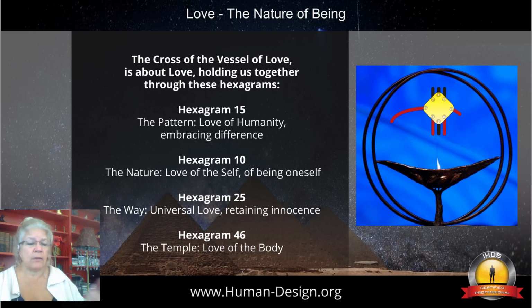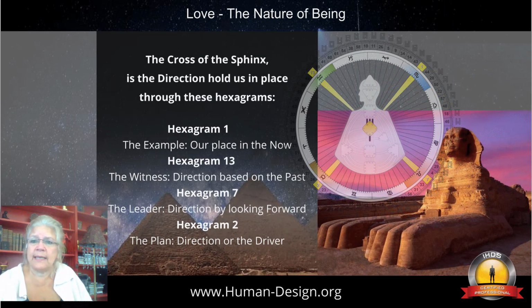and that is then manifested through this great cross of these two oppositions that are in the G center that create the vessel of love, which is through gates 15, 25, 46 and 10. We see the gates of the Sphinx. They are what is holding us in place through these hexagrams, the Sphinx. And we all have this, regardless of whether you have them activated in your design or not. We all have the gates of the Sphinx.